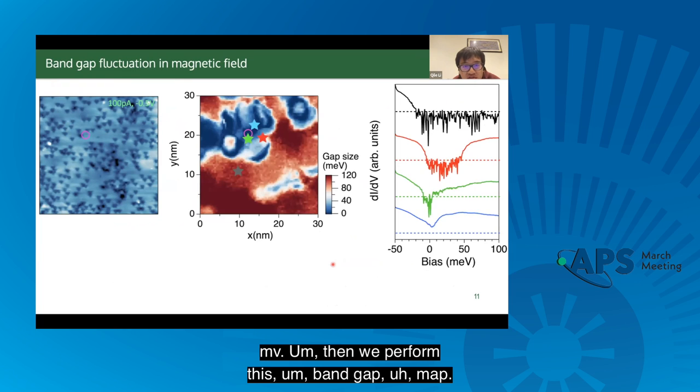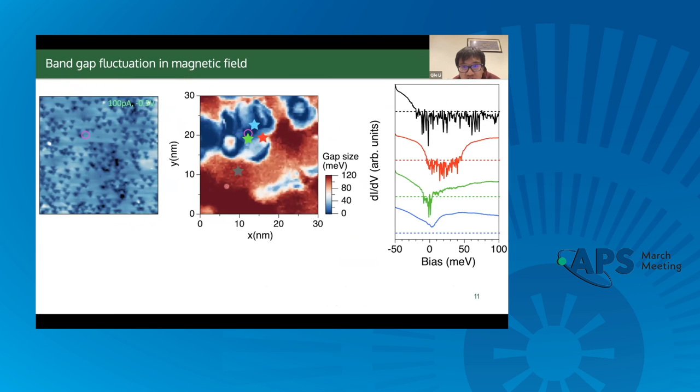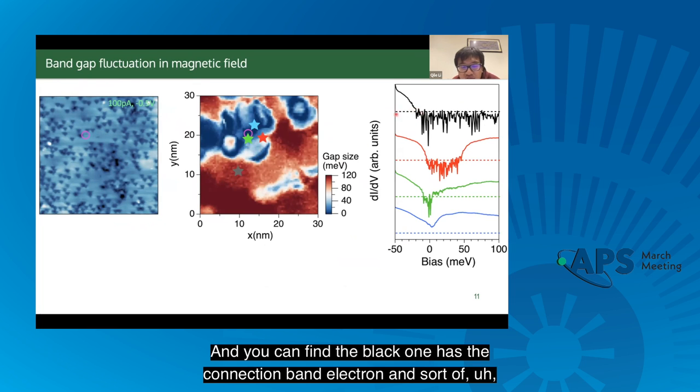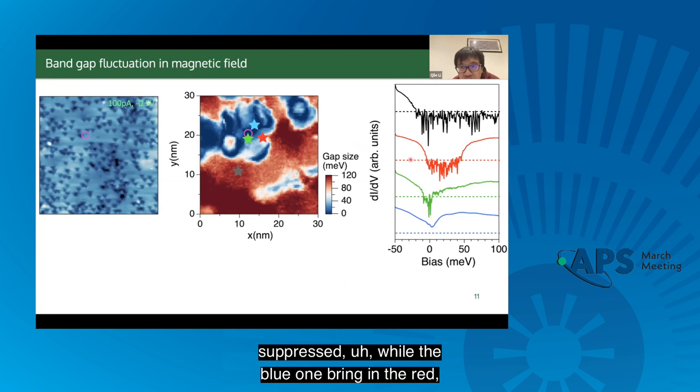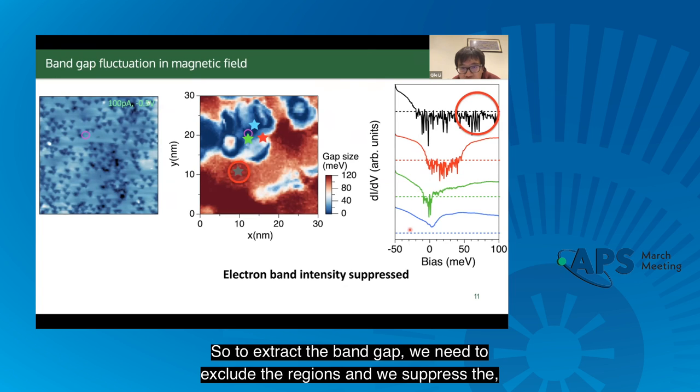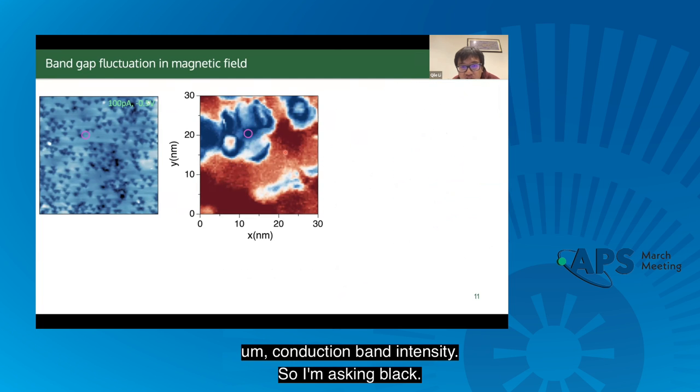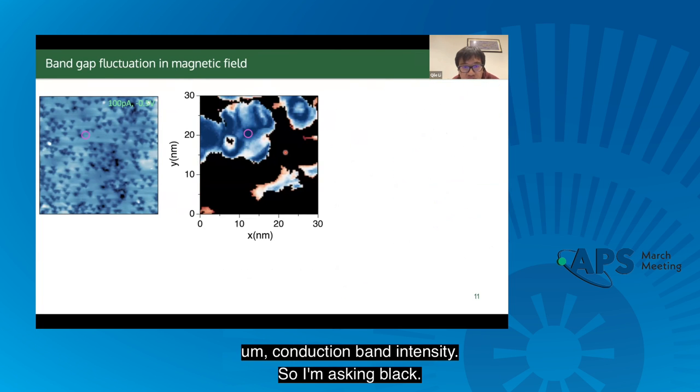Then we perform this band gap map. Those are four points with some STS curves. You can find the black one has the conduction band, or electron band, sort of suppressed, while the blue one, the green and the red, have this direct-like STS curve. To extract the band gap, we need to exclude the regions where we suppress the conduction band intensity, so I mask them in black.